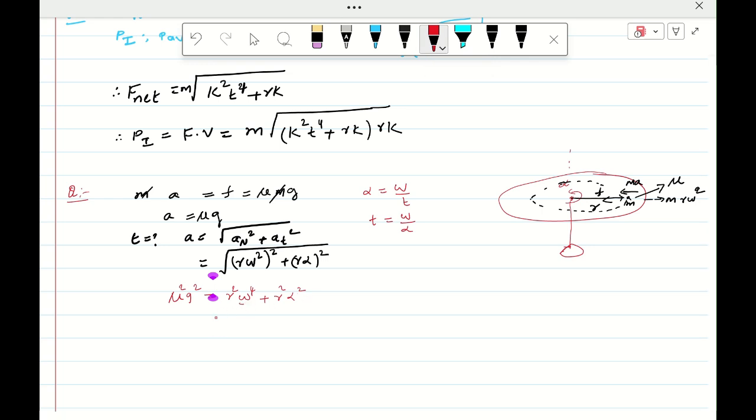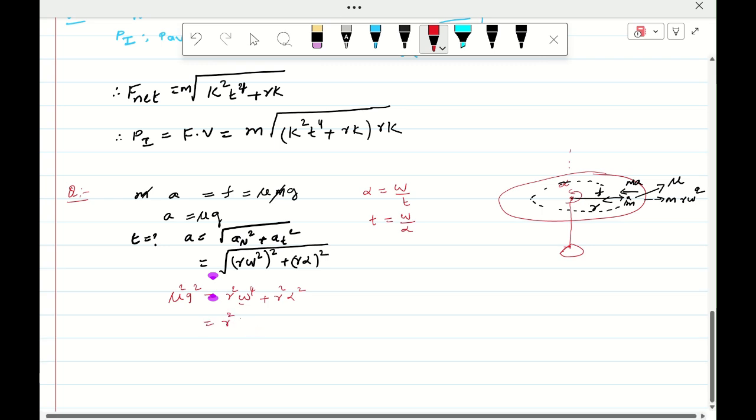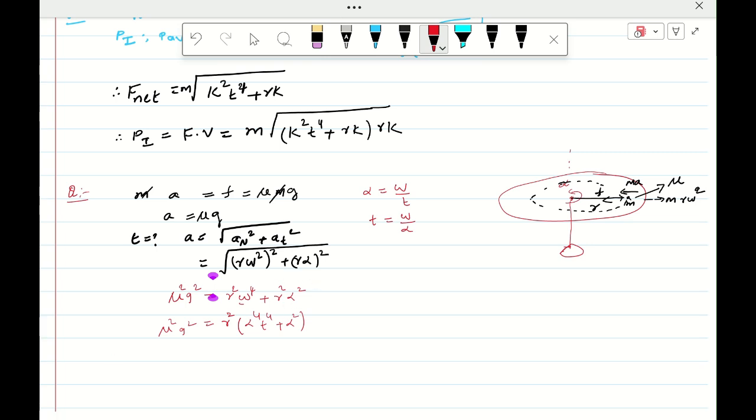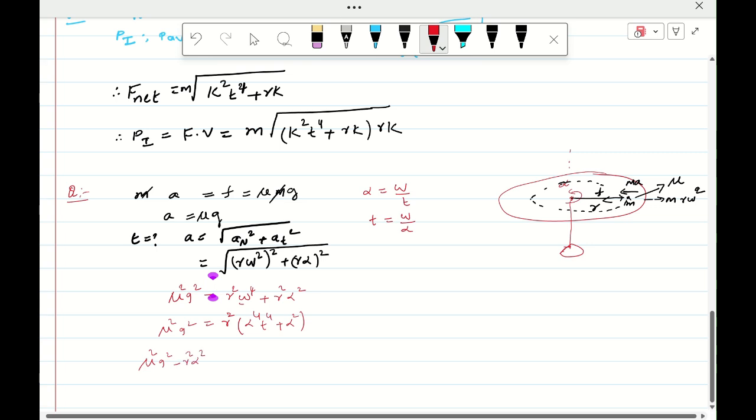Both will try. So that is equal to r square is common, and here omega means alpha t. I'm going to write alpha power 4 into t power 4 plus alpha square remaining is equal to mu square g square. If I want the t power 4 value, so this r square alpha square send that side. Therefore mu square g square minus r square alpha square, by this r square will come this side, r square into alpha power 4, is equal to t power 4.